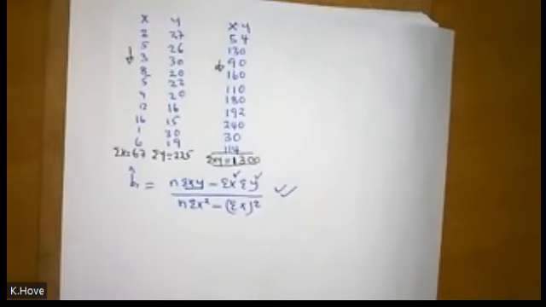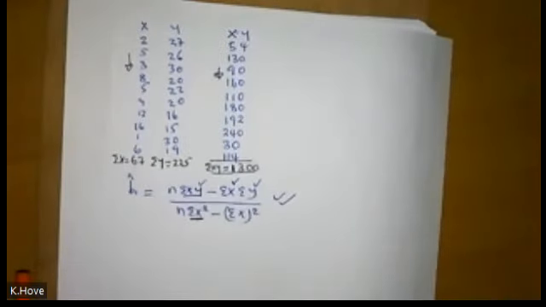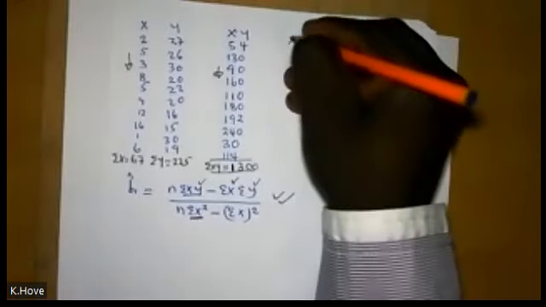Now, what else do we want? So we now have this one, summation of xy. But what about this one? That one we don't have yet. So we need to construct it, summation of x squared. So we need to get x squared.